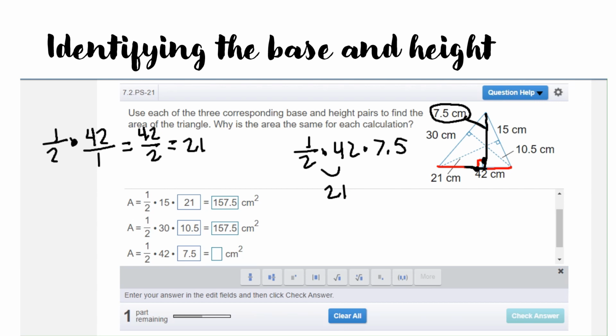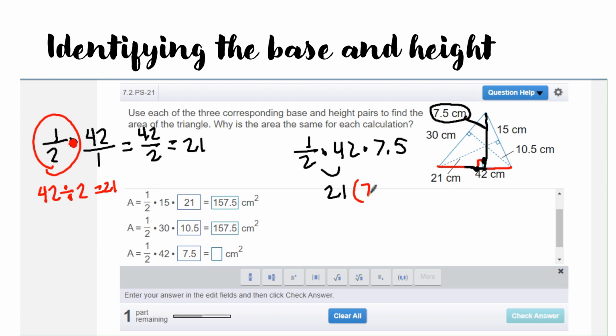Now look at this. Multiplying a number by 1/2 is the same as dividing by 2. So you can just write this as 42 divided by 2, and you'll get 21. Half of 21. Half is to split something in half.